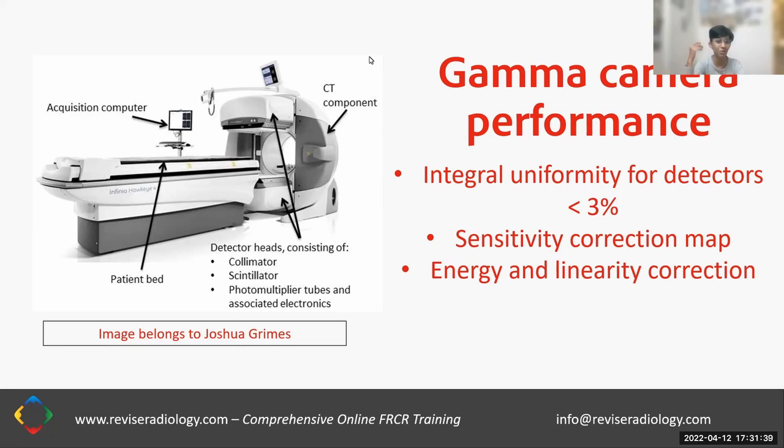I'm sure many of you are familiar with what the setup looks like already, but yeah, we can see there where the CT component is located. We see that there are two detector heads. Those detector heads contain the collimator, the scintillator, PMTs, and the associated electronics, and then the patient bed is in the middle of all that. And then there's the computer to which all this data is passed and which is acquiring the data. So yeah, that's what that looks like.